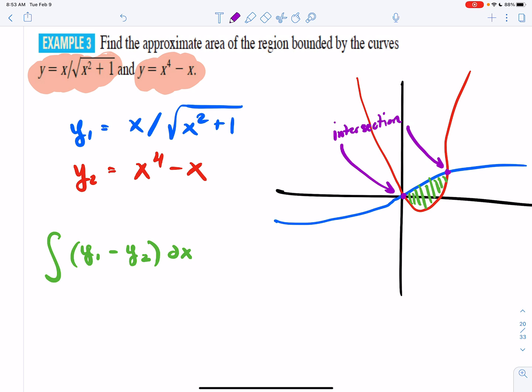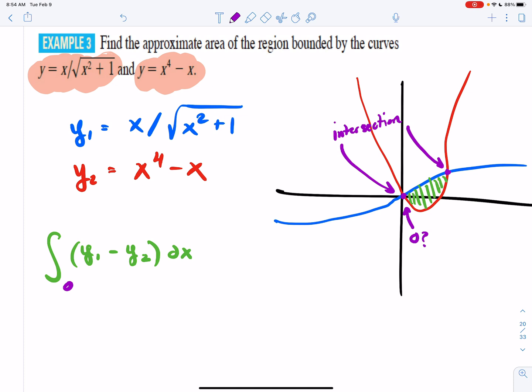Remember, to find the intersection, you go to second, trace, and then press the number 5 for intersection. They ask you 3 questions again: first curve, second curve, and guess. Since we only have 2 equations, we press enter, enter, and for the guess, I'm going to assume that this is 0. So I'll type in 0, enter, and it's confirmed that the lower bound is 0.